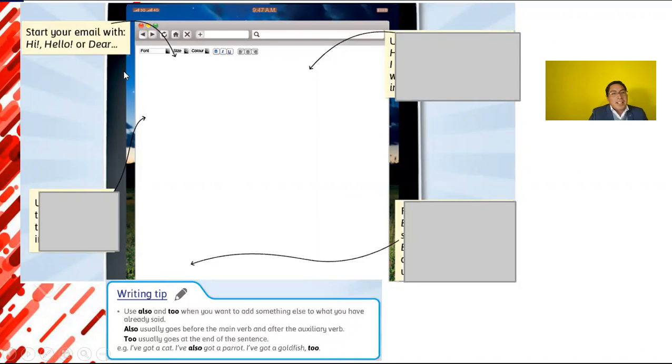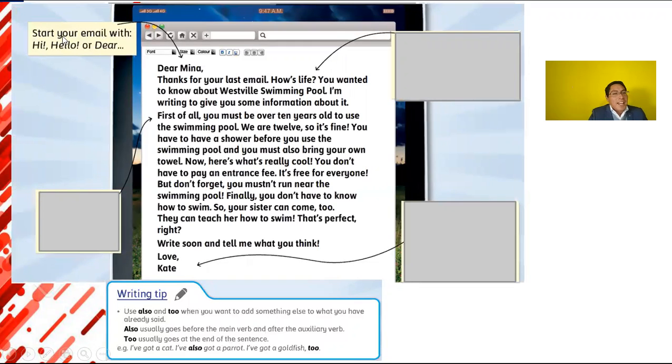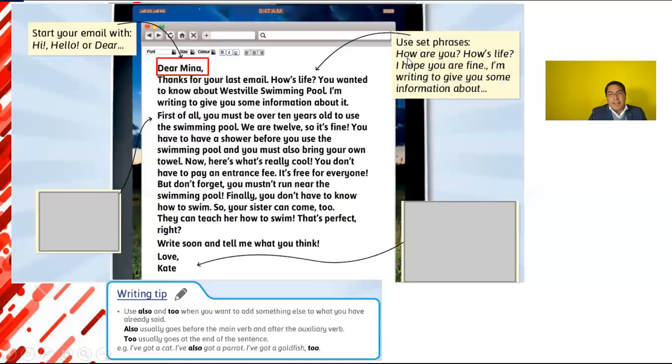First, we are going to start, as always, saying hello, hi, or dear. Dear Mina, for example, or hello, Mina. When you write an email, you say first, number 1, hello. Then we continue with the second part, the introduction. In this introduction, you say some questions like, thanks for your email, how's life, or how are you.